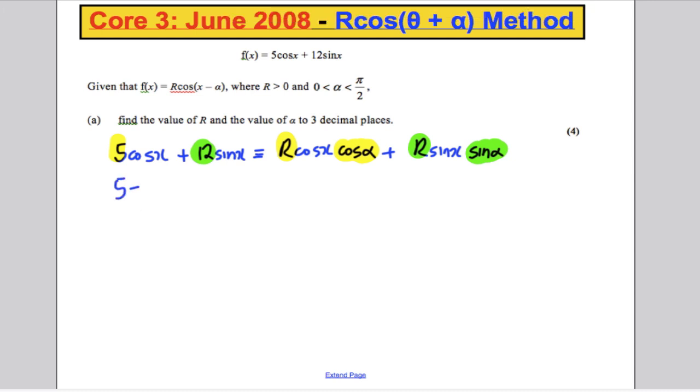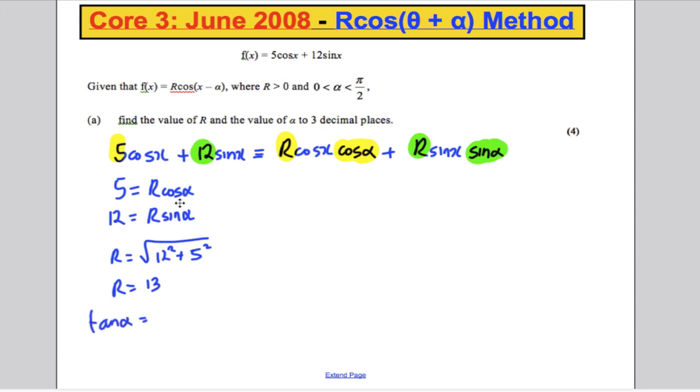So 5 is equal to r cos alpha, 12 is equal to r sin alpha. R squared is as always, r is the square root of 12 squared plus 5 squared, and r would be 13. And tan alpha is sine over cos, so it's 12 over 5. So alpha is the inverse tan of 12 over 5, making sure your calculator's in radians mode.